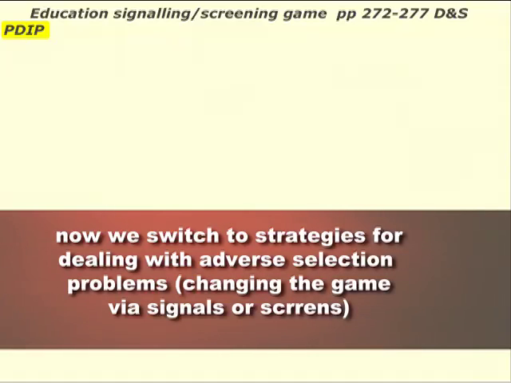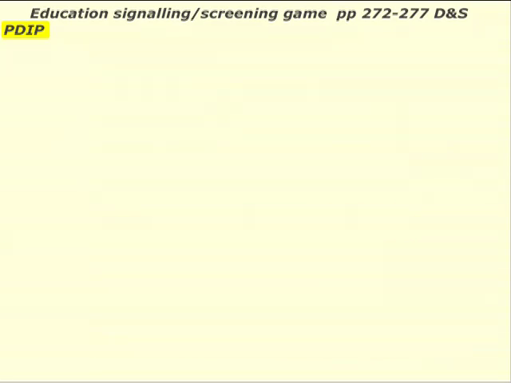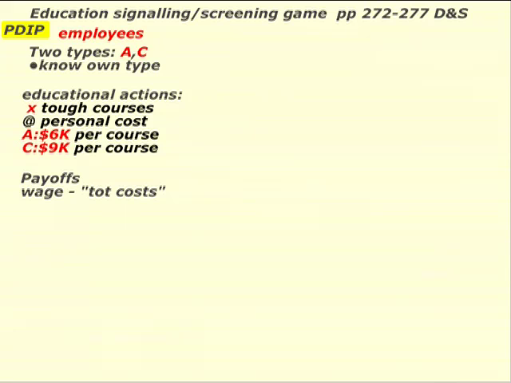Okay, we're going to have a look at the structure of a particularly simple signaling and screening game that's outlined on page 277 of the text. As ever, we go through who the players are, what they can do, what their information is, and what their payoffs are. We have two types of players: employees, or potential applicants, and employers. There are two types of employees: the able guys and the challenged guys.